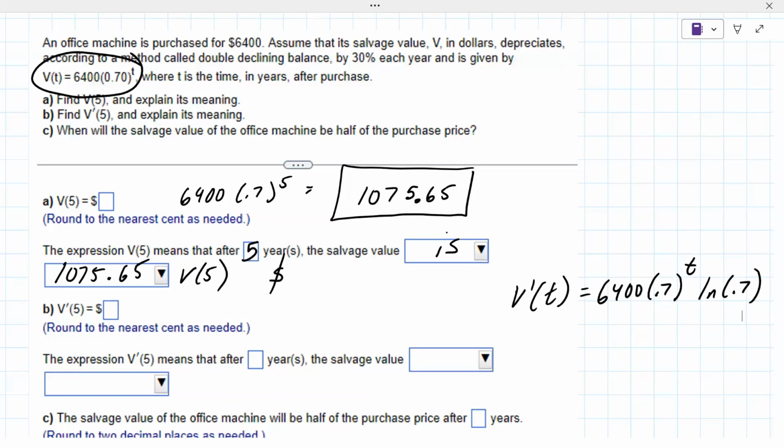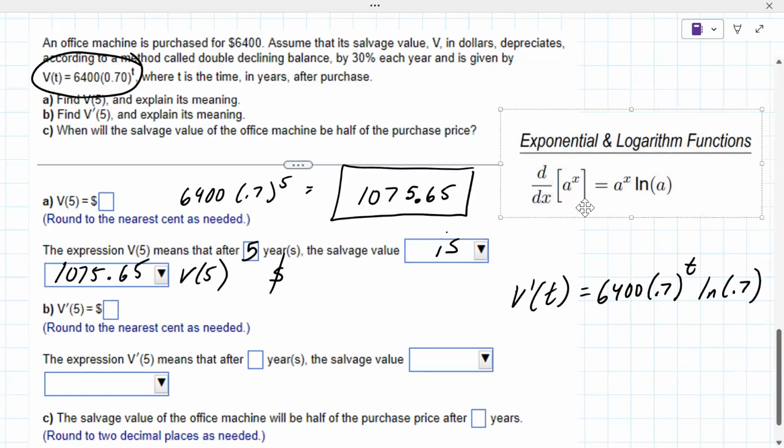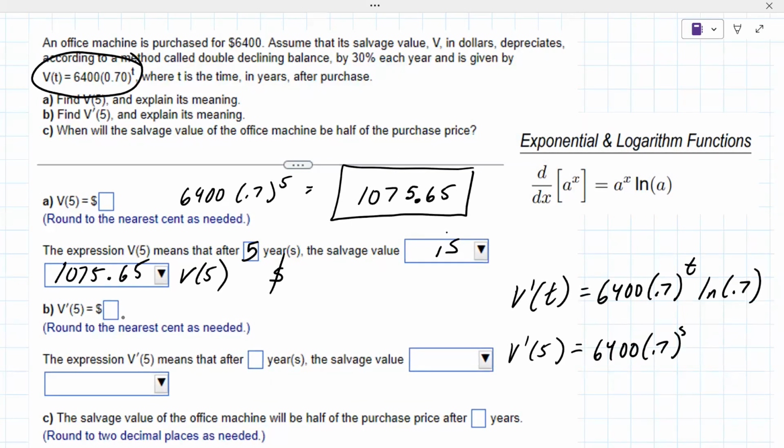And if you're not sure where I got that, it's the exponential logarithmic function derivative, which I'll snip in as well. One other thing in this course is just knowing how to take a derivative of something. All right, and then we actually have to evaluate at 5, so v prime of 5. A shortcut here is you're reusing part from part A, but don't use the rounded answer, natural log of 0.7.